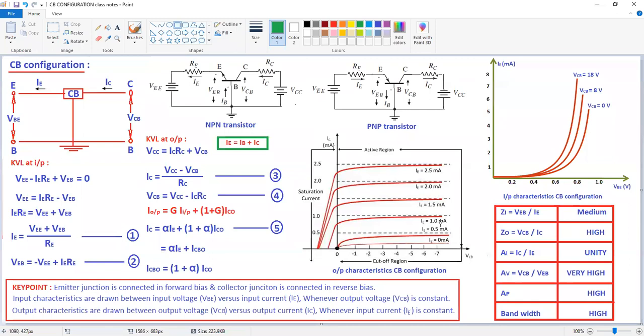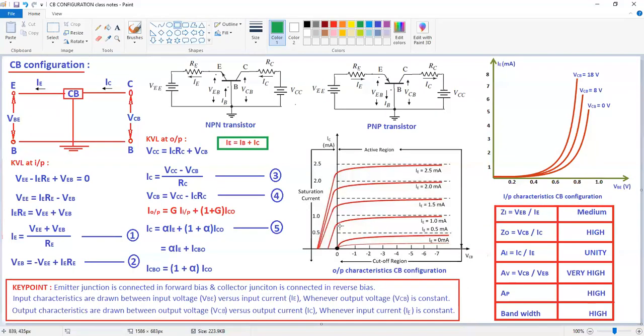Similarly, if you take here, this is 0 and this is 0.5. When you apply 0.5, a very small amount of current increases. Similarly, when you take IE equal to 1 milliamp, there is a small increase here. Similarly 1.5, 2 milliamps, 2.5 milliamps. Here, these are approximately equal: IE is approximately equal to IC, 2.5, 2.0, 1.5, 1.0, approximately equal.